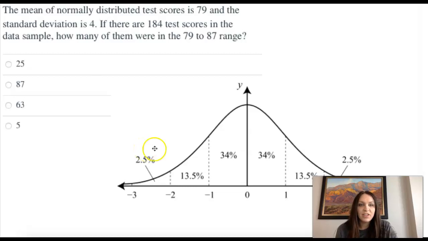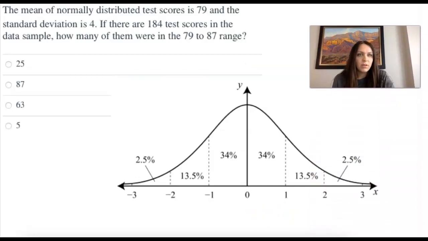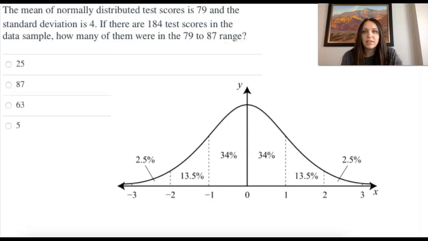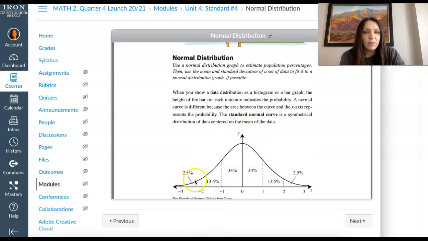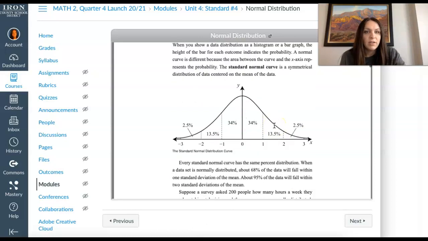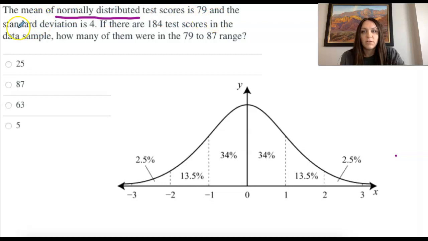Okay guys, this section we're talking about the normal distribution. So the normal distribution, if we look at this, it's the question, the mean of a normally distributed test score. If something's normally distributed, it means that the data we're looking at is spread out pretty evenly, so that we can make this thing called a bell curve. When we talk about the bell curve, we're going to talk about standard deviation. So for this example, the mean is 79 and the standard deviation is 4.